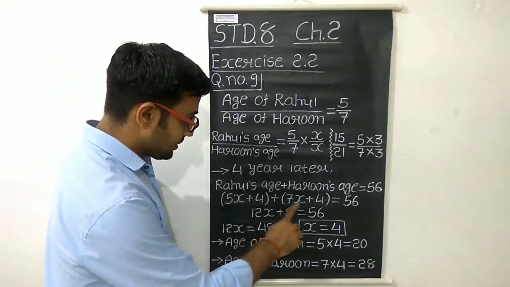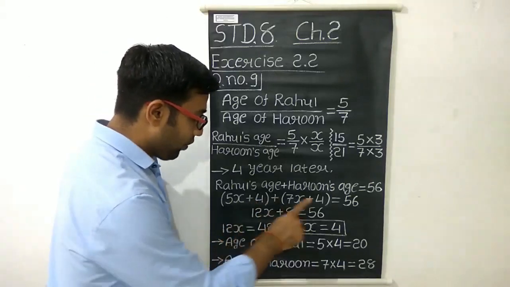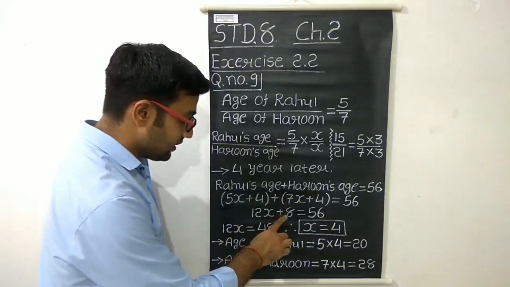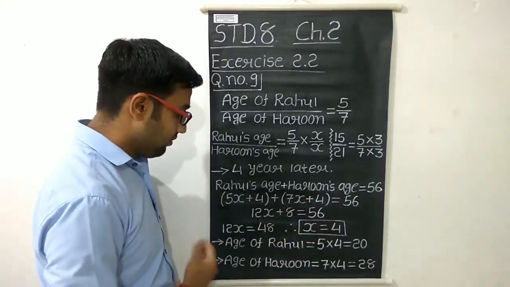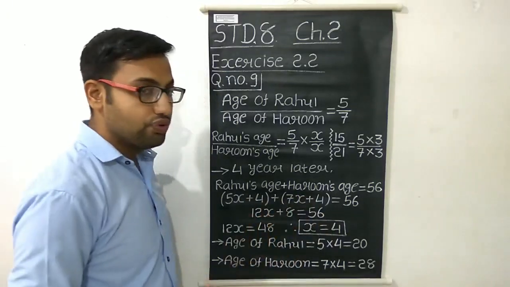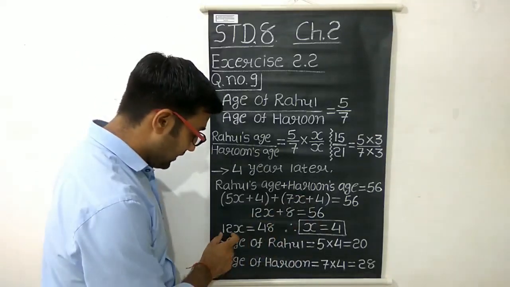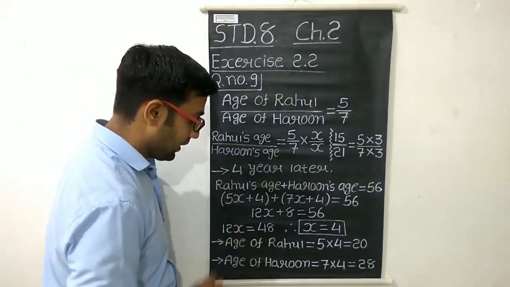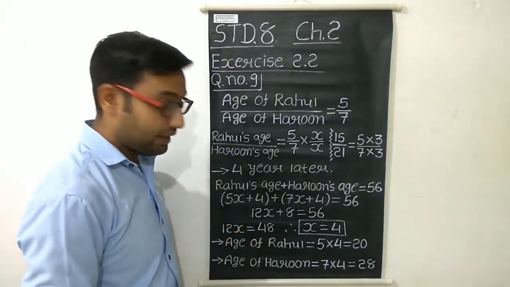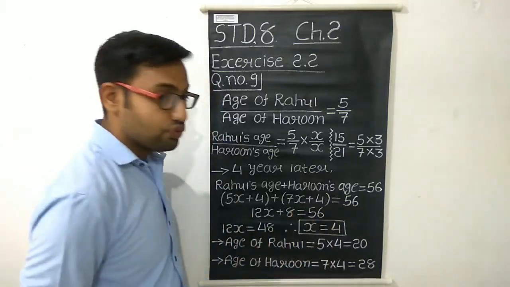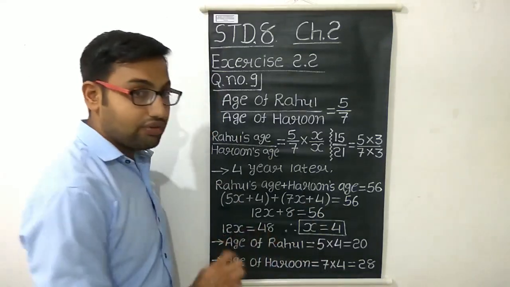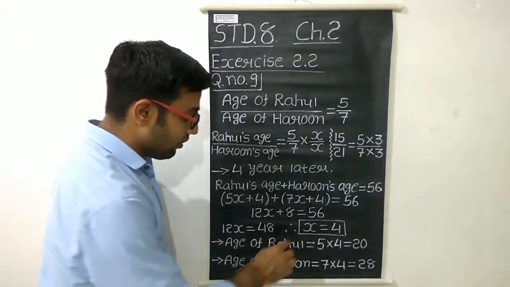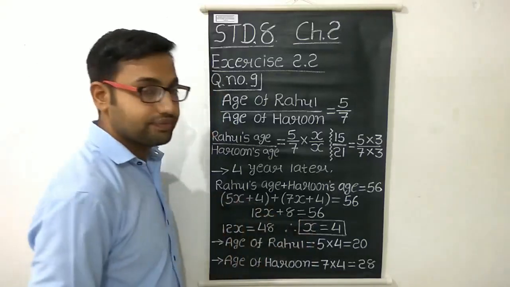So 5x + 7x is equal to 12x. 4 + 4 is equal to 8. On the right hand side there is 56. By taking this 8 to the right hand side, we get 12x = 48. And by taking this 12 to the right hand side, it goes into the denominator of 48. So 12 4s are 48, and we get the value of x equal to 4. Or simply divide both sides by 12, and here we get x and here we get 4. So this is the value of the variable x.